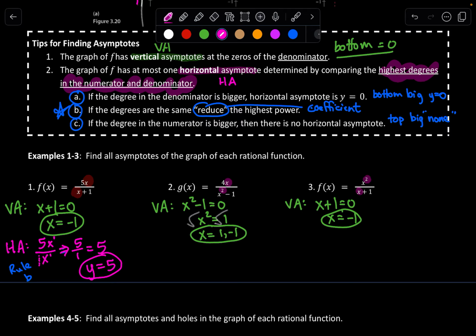Then we look at the second one, our horizontal asymptote. We look for the highest power in the top and bottom, numerator and denominator. 4x is the highest power in the top, and x squared is the highest power in the denominator, or the bottom. So if we look at our three options, either the bottom is bigger, they're the same, or the top is bigger. In this case, the bottom is bigger. So we're looking at scenario 1, or we'll call it rule A, because that's less to write.